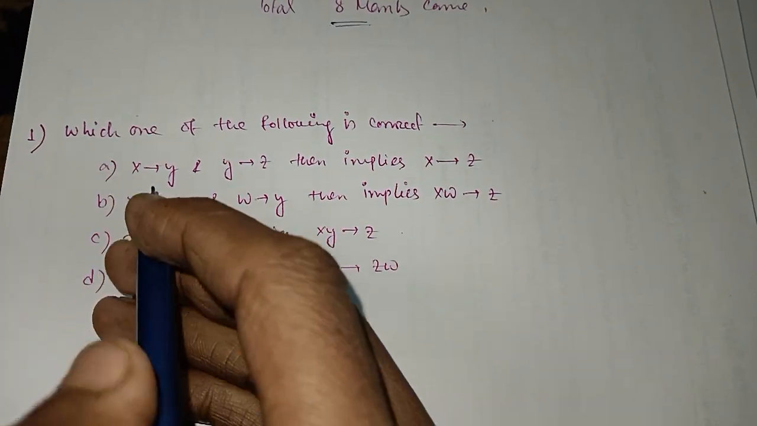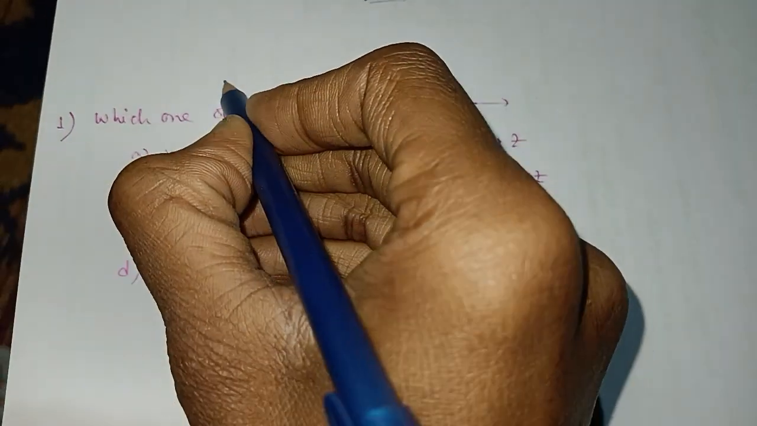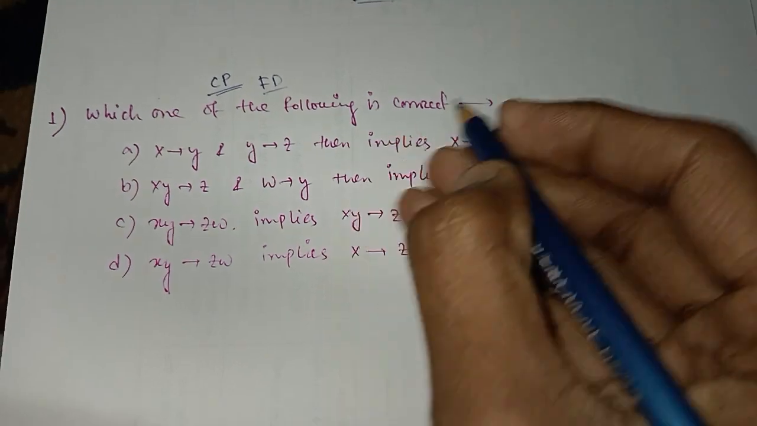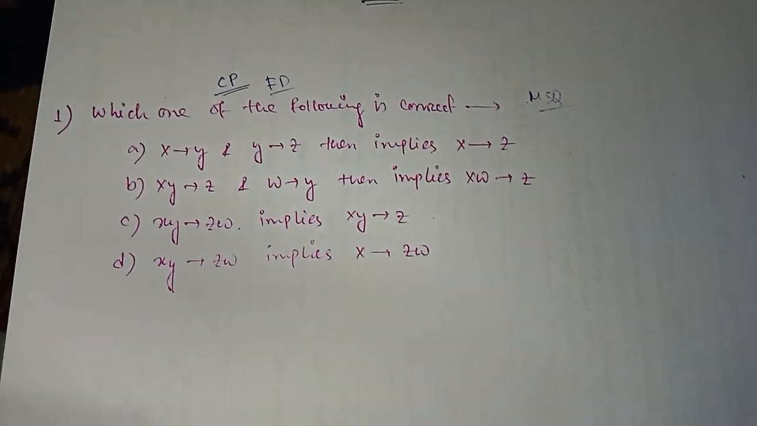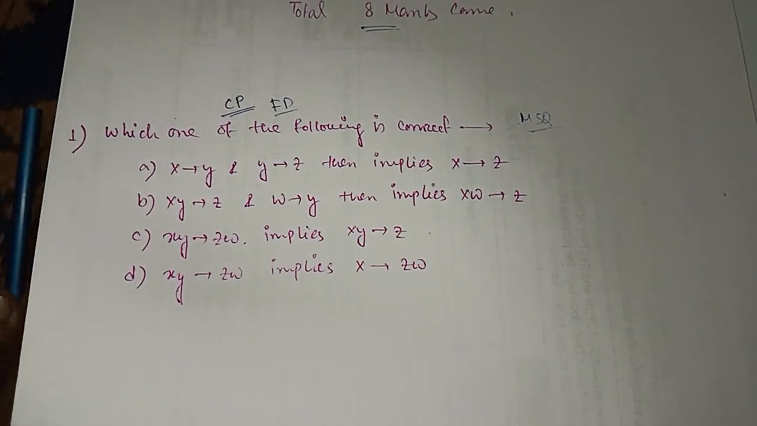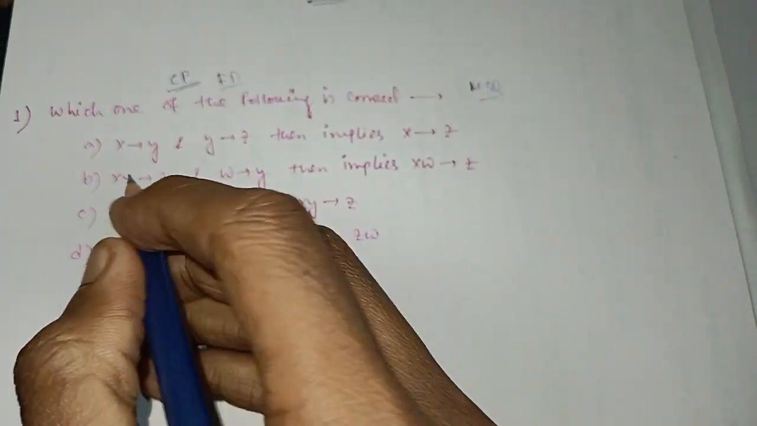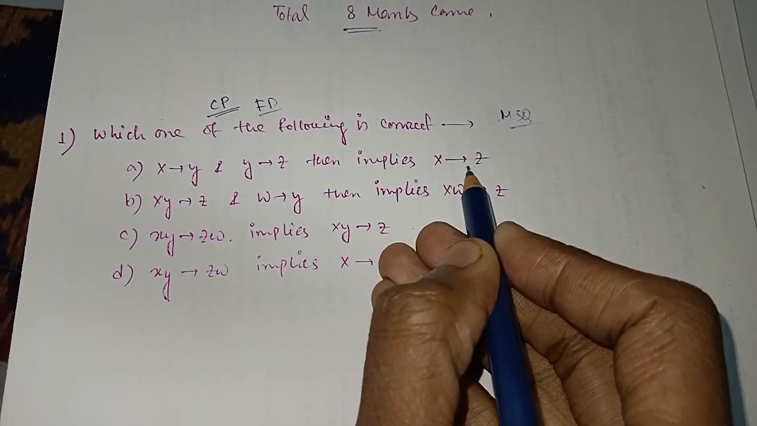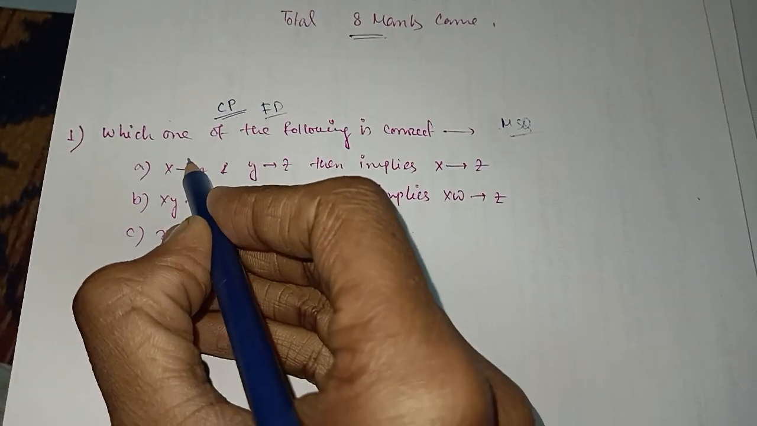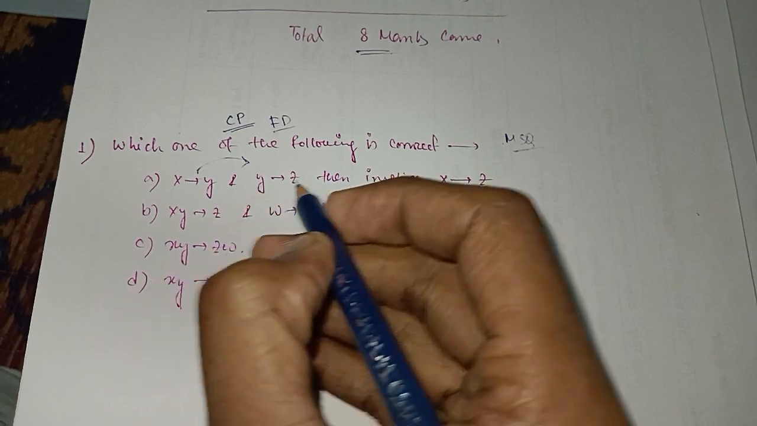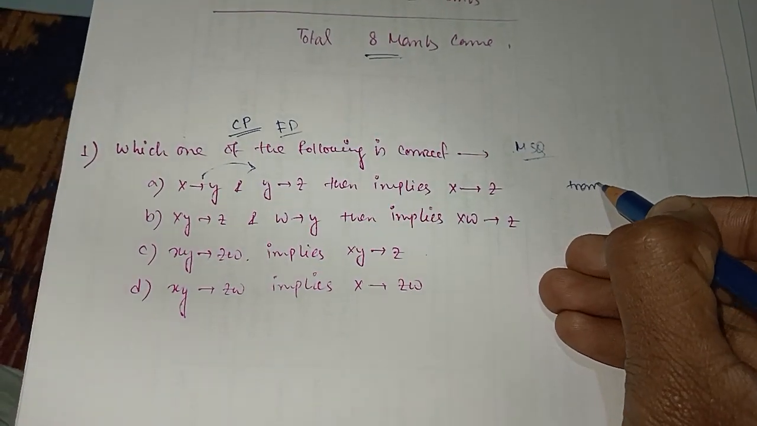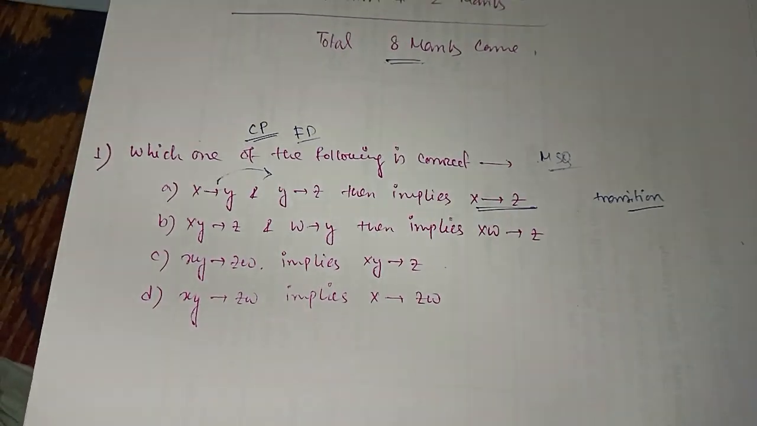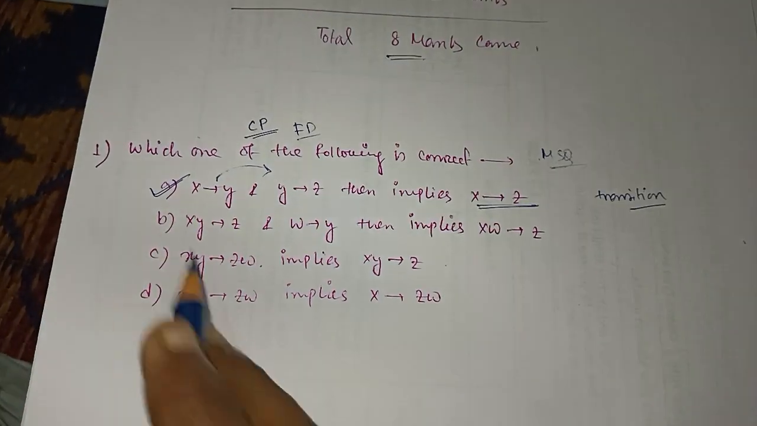We come to the first question. This is related to the closure property, or functional dependencies. This is an MSQ question, and we have to find out which one is implied. If X derives Y and Y derives Z, then X derives Z. This is the transitivity property, so X derives Z is also implied. This is a correct statement.